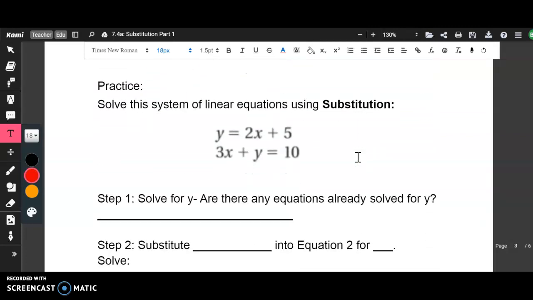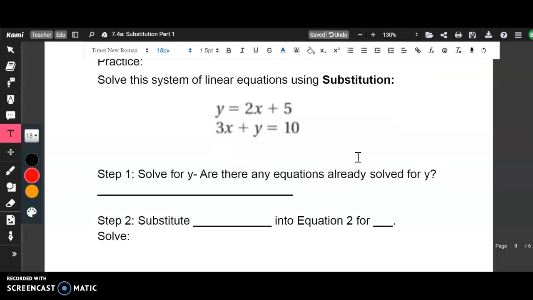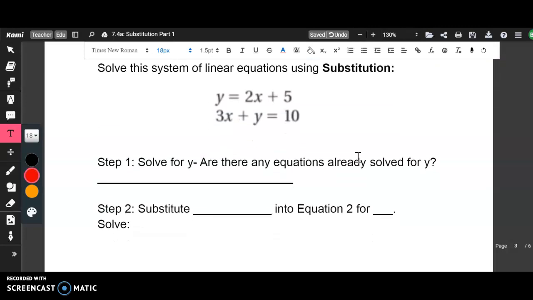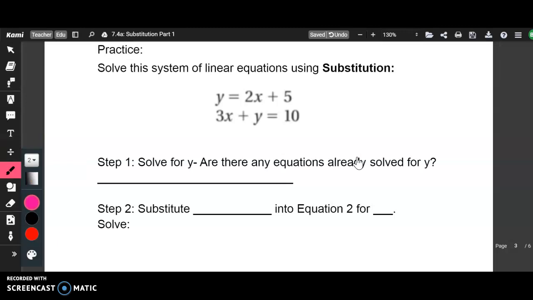All right, now let's practice this. Solve this system of linear equations using substitution. Step 1, solve for y. Are there any equations already solved for y? I see that y equals 2x plus 5. So that tells me that this equation is already solved for y.